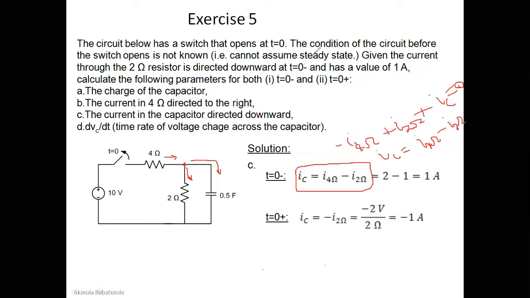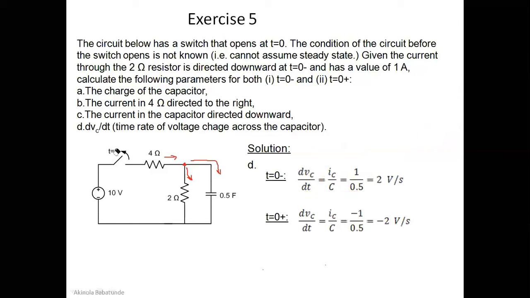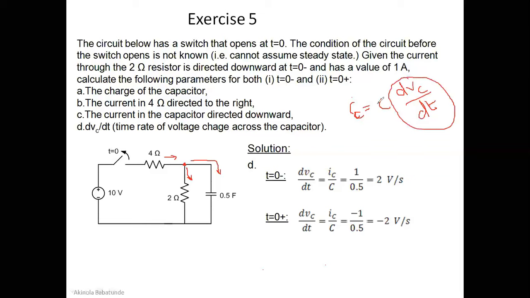We can then go ahead and solve the D part of the question. Find VC of t. VC represents the voltage across the capacitor. We already know that IC is equal to C dVC/dt. That's the current passing through the capacitor. If you are looking for dVC/dt, we just make it the subject of the formula. This would be equal to IC over C.